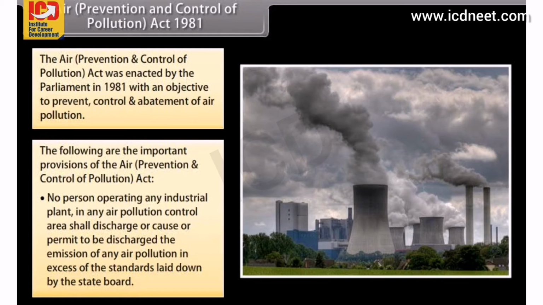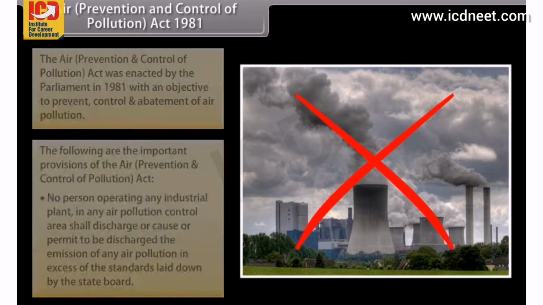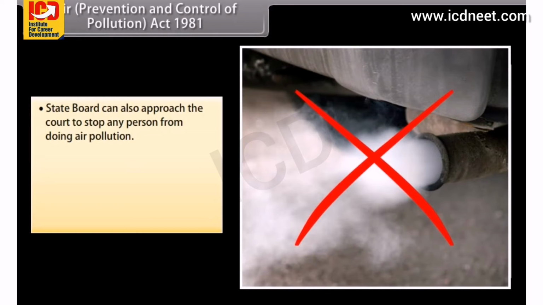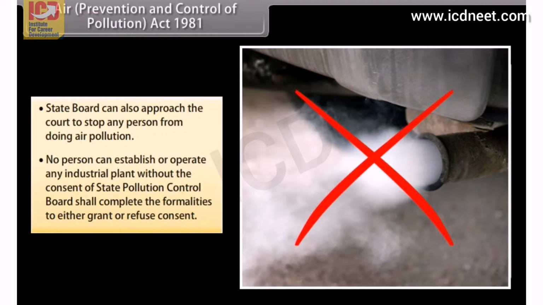No person operating any industrial plant in any air pollution control area shall discharge, or cause or permit to be discharged, the emission of any air pollutant in excess of the standards laid down by the State Board. The State Board can also approach the court to stop any person from causing air pollution. No person can establish or operate any industrial plant without the consent of the State Pollution Control Board, which shall complete the formalities to either grant or refuse consent.